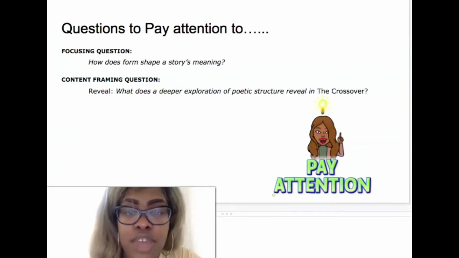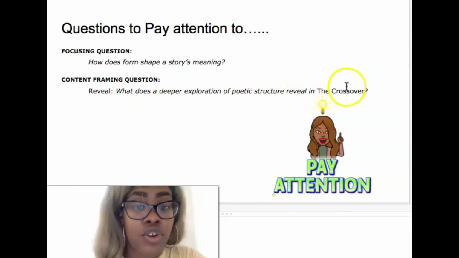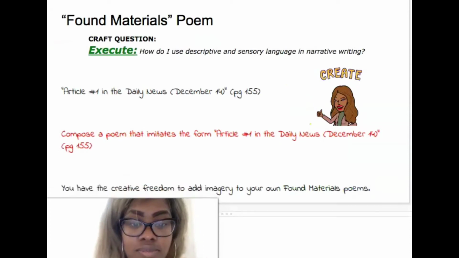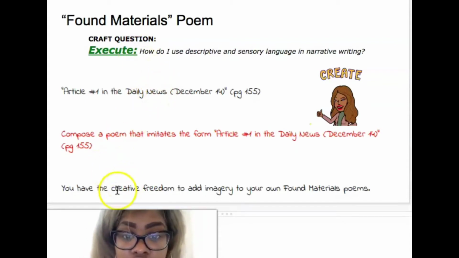These are some of the things that I would like for you to pay attention to. Our focusing question: how does form shape a story's meaning? And our content framing question, which we're on our reveal stage, says, what does a deeper exploration of poetic structure reveal in The Crossover? So let's look at this. Found materials poem. And our craft question for today is, how do I use descriptive and sensory language in narrative writing?